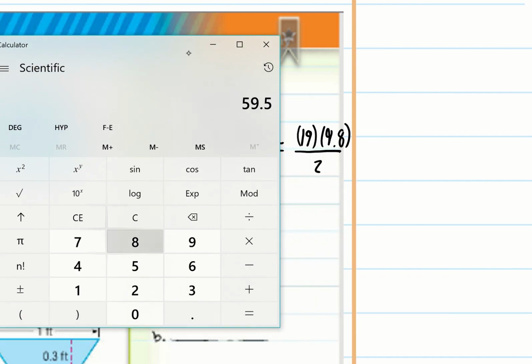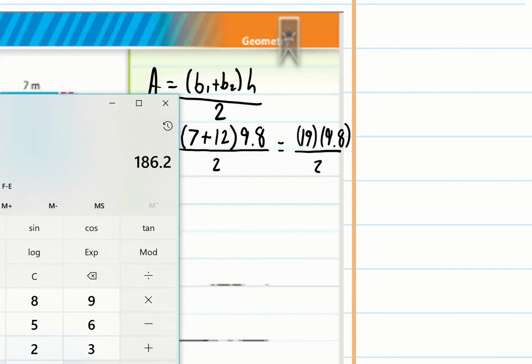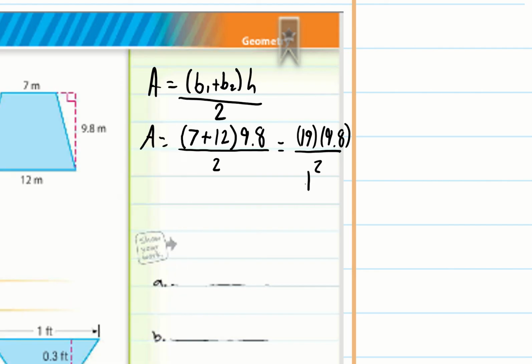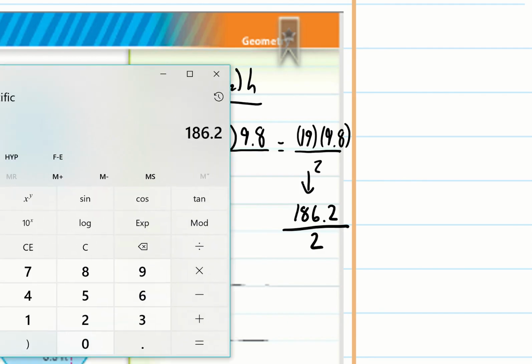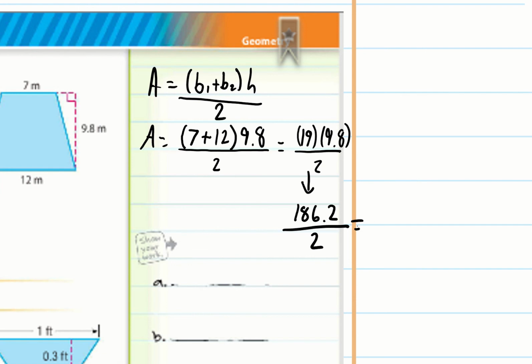It's 19 times 9 and 8 tenths equals 186 and 2 tenths. And then divide that by 2. Okay, divide by 2, and our final answer is 93 and 1/10. And our unit is going to be meters, so we have meters squared.